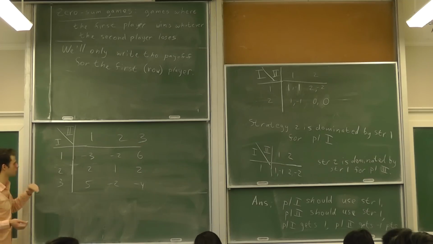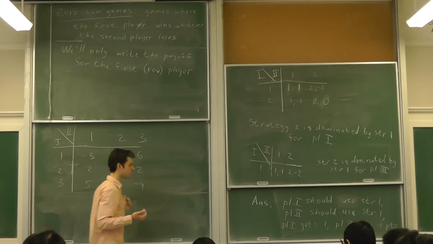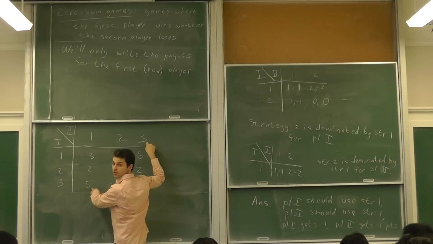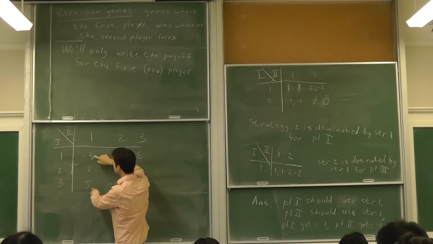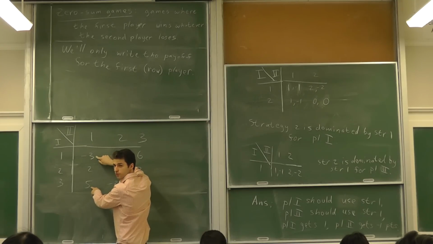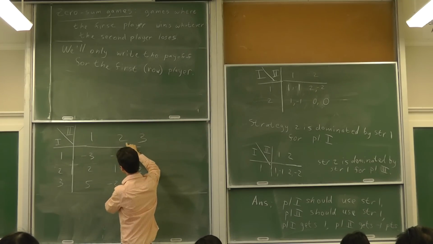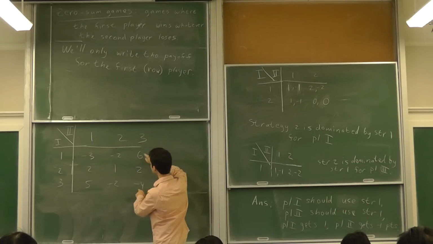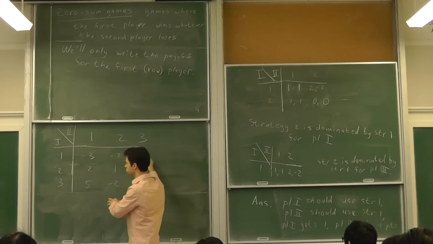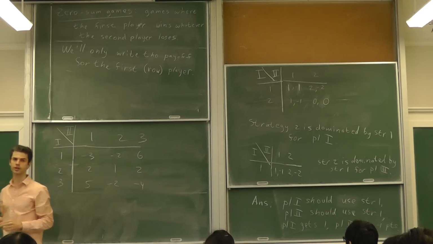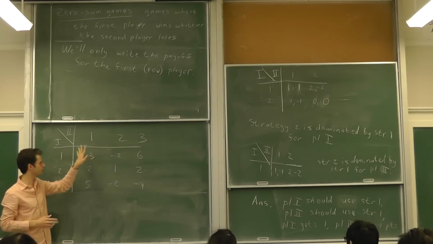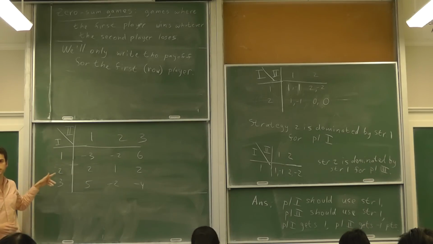Take strategy number 1 and strategy number 3 for player number 1. Depending on the choice of the strategy of player number 2, in the first choice, strategy 3 is better for player number 1. Here, player number 1 is indifferent, but here he would prefer playing strategy number 1. So it's not true that 1 dominates 3 or 3 dominates 1. You can go like this for each pair of 2 columns, each pair of 2 rows.